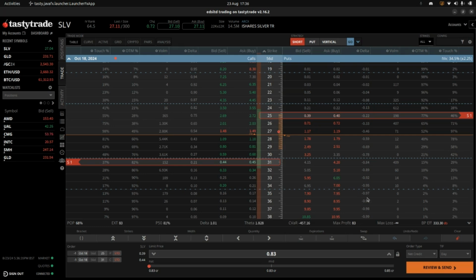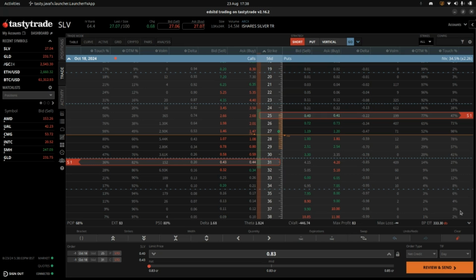So what is this number here? Buying power efficiency. This is a very important number, 333.3. This is how much money is going to be required by your broker in order to put this trade on. Where has this number come from? The buying power required is simply how much the broker expects you will need to cover the worst 5% of cases, so that you don't end up getting margin called.